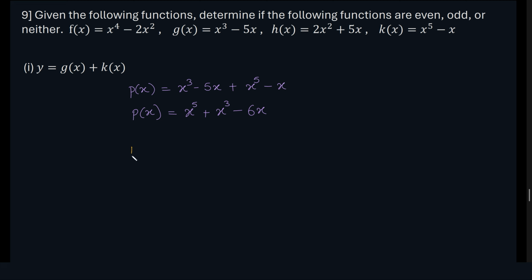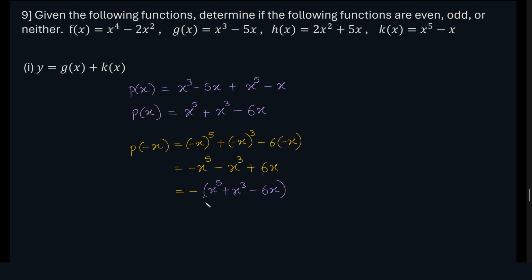Now, if we substitute x with negative x, we get p of negative x equals negative x to the power of 5 plus negative x to the power of 3 minus 6 times negative x. So that's negative x to the power of 5 minus x cubed plus 6x. Notice how all signs are flipped if we compare with p of x. If we take the negative sign outside, we get x to the power of 5 plus x cubed minus 6x. This is exactly what p of x was. So that means p of negative x is equal to negative p of x. Therefore, this is an odd function.